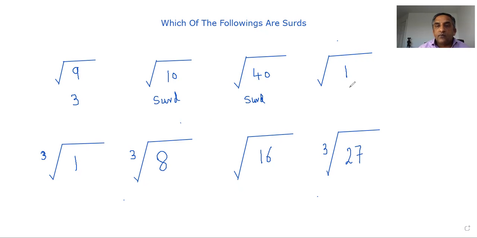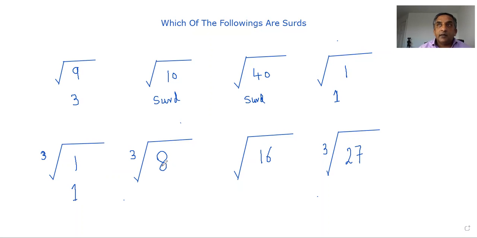Now the next one says square root of 1. We know that square root of 1 is 1, so it is not a surd. The next question is cube root of 1. We know that cube root of 1 is 1 times 1 times 1, which is again 1. Because it is possible and we can work it out, it's not a surd.